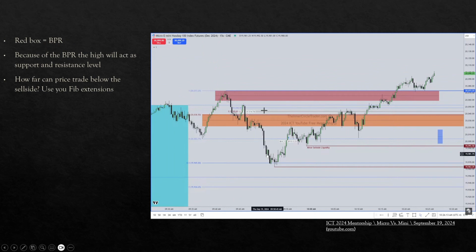Okay, and now we're already on the last slide. So if you would have been short from this level right here where ICT shorted, how far can price trade below the sell side liquidity pool? Simple answer, you probably know it already. Just use your fib extensions from this high to low. 0.5 retracement extension level. Market hits that perfectly. You would have been in profit around $100 right here.